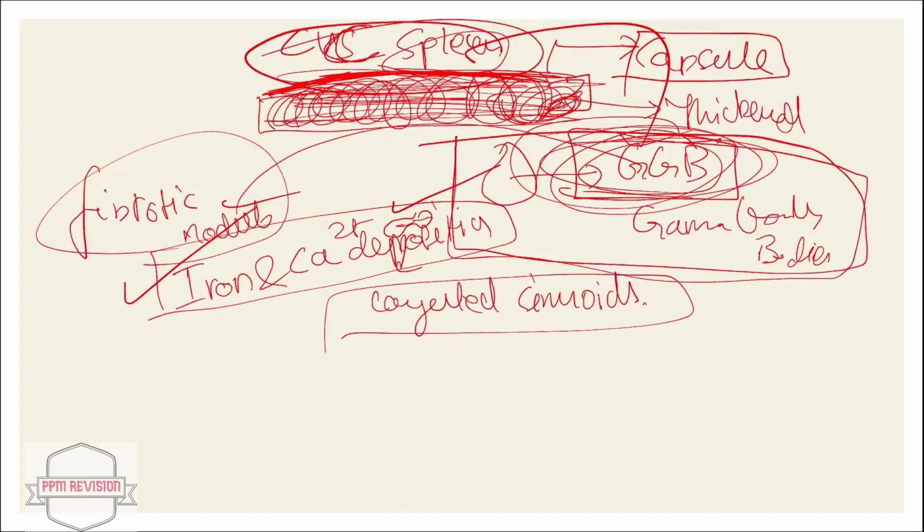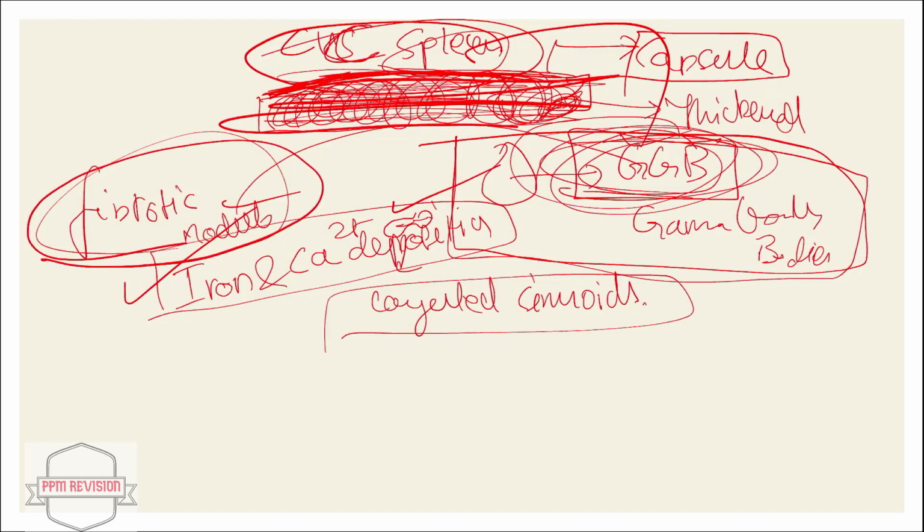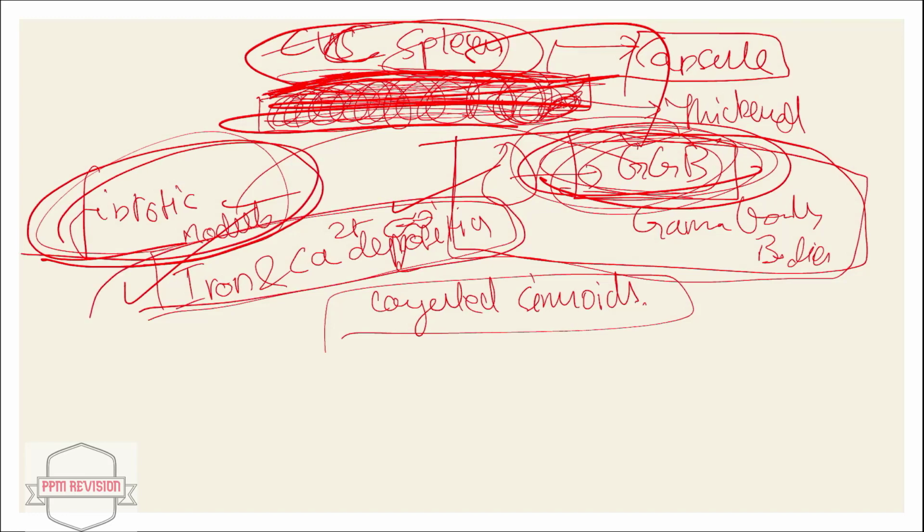So we have already revised this. I'll recap. CVC spleen, there's a very thick capsule. There's presence of Gamna-Gandy bodies. Gamna-Gandy bodies are nothing but fibrotic nodules of iron and calcium deposition. There's also presence of congested sinusoids, as mentioned here. So yeah, let's move ahead.